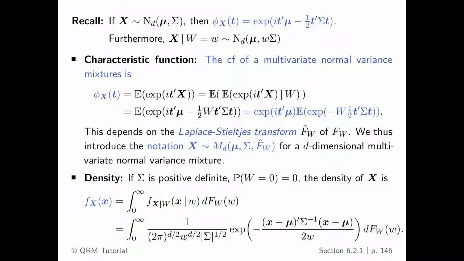Shouldn't you integrate from minus infinity? No. W is a positive random variable. I take a square root. No, W is always positive. Okay. So I integrate over W. But this is immediate.